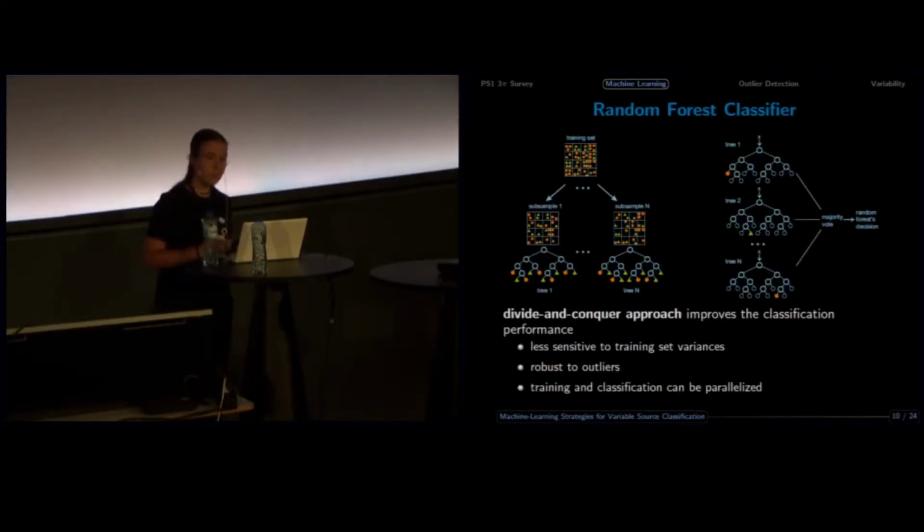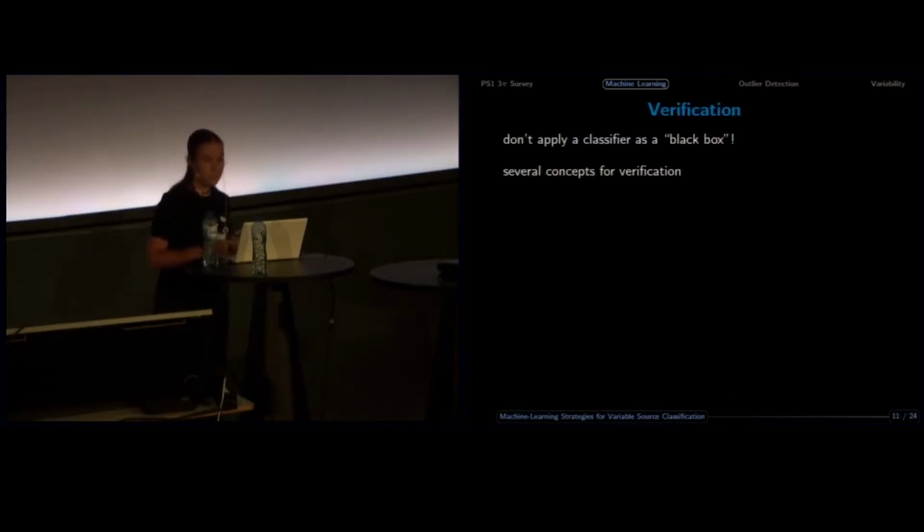So this approach improves the classification performance a lot because it's less sensitive to training set variances. For example, if you have a bit brighter, a bit shallower sources and so on, if you have a bit better, a bit worse light curve, and so on. And it's also quite robust to outliers. If you maybe have not caught some kind of outliers, it can deal with it, and it can usually be parallelized. This is extremely important, as for example in our case we had to deal with 10 to the power of 9 sources, and this cannot be solved without using highly parallelized algorithms. Such kind of classification should, of course, never ever be used without verification. Never ever use it as a black box.